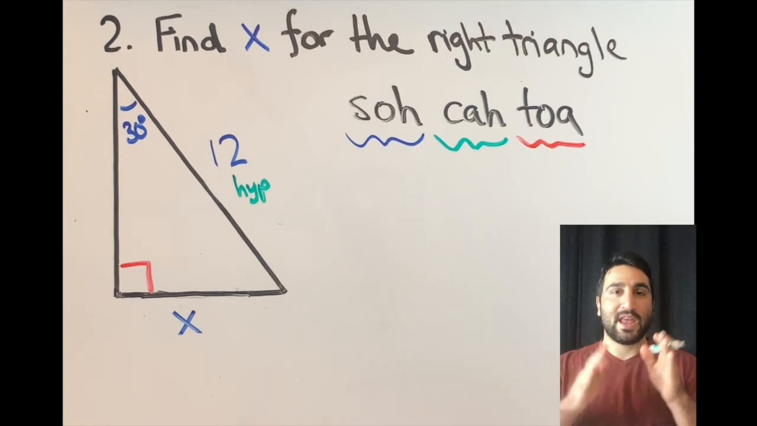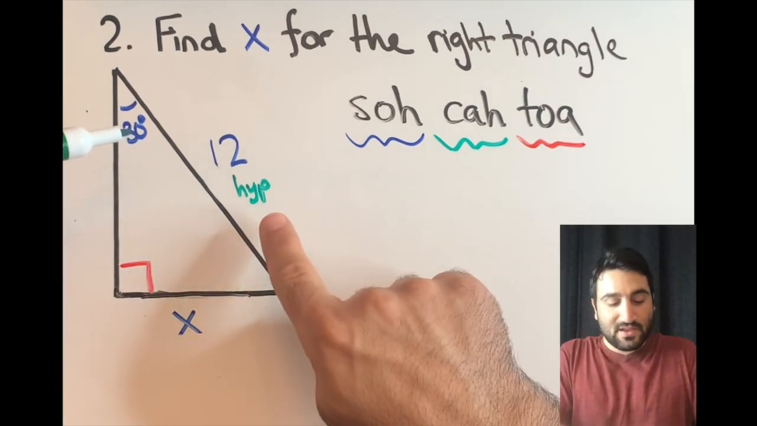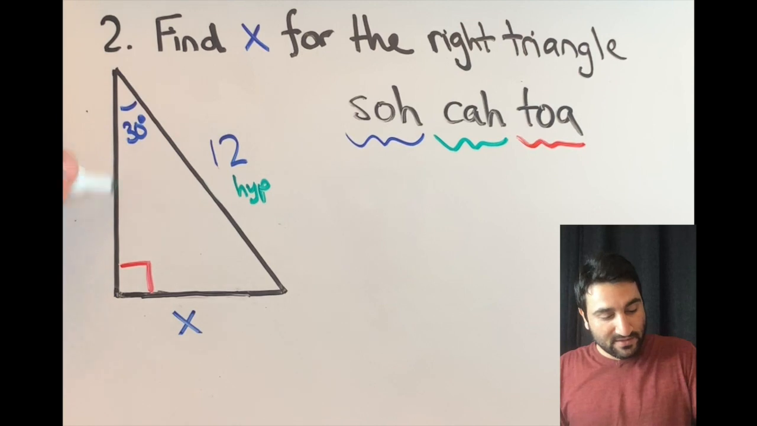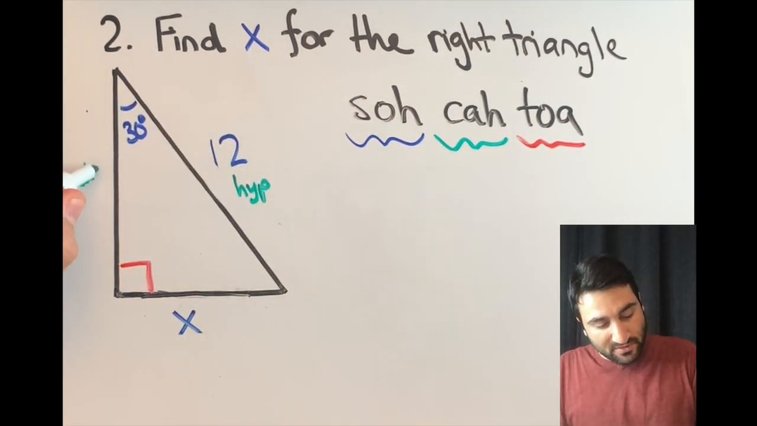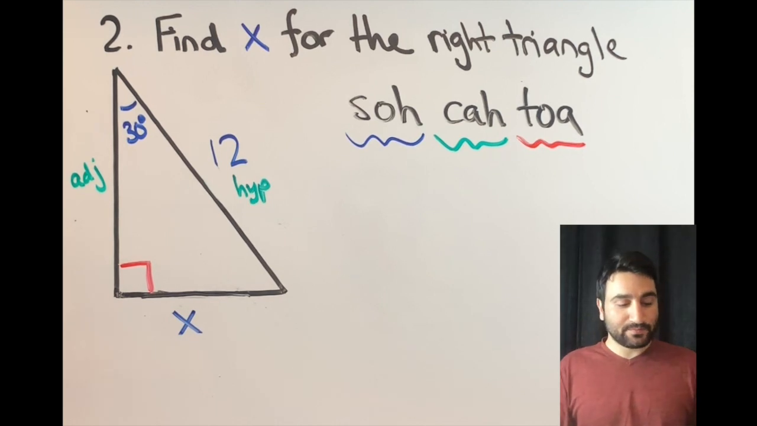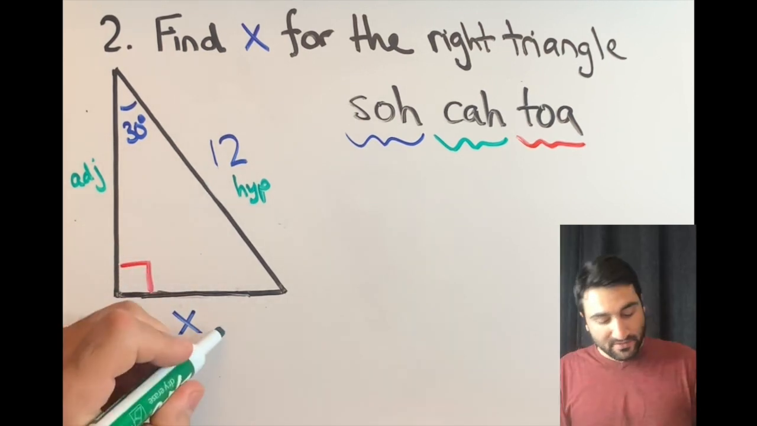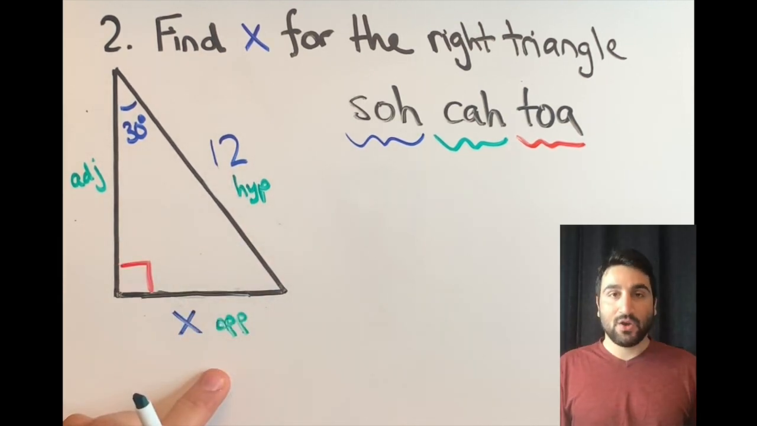And then adjacent is going to be the one, like adjacent is like next to. So it's the one next to 30 degrees, but it's not going to include the hypotenuse because it's already used. So I have this side and this side. This is the hypotenuse. So adjacent is going to be this side. The opposite side will be the one opposite from the 30 degrees. Opposite.